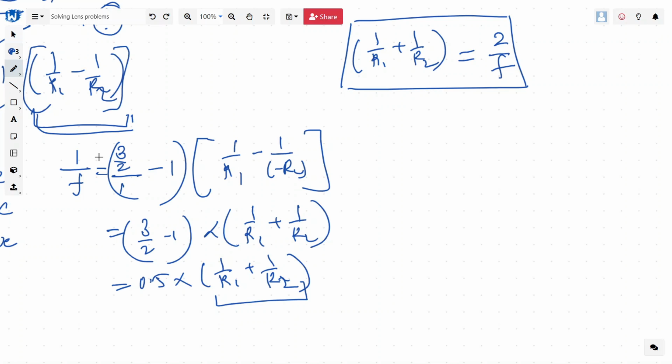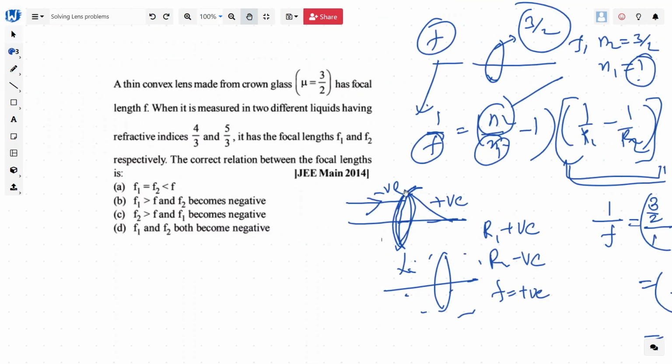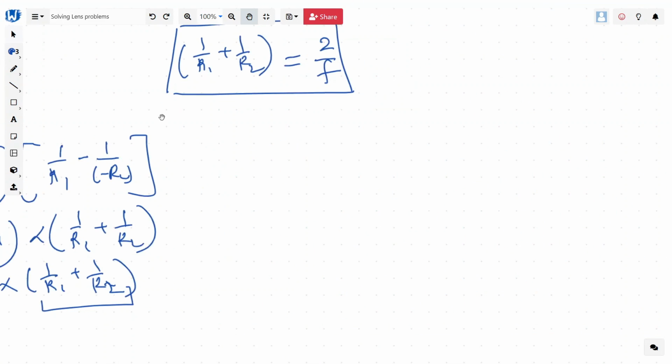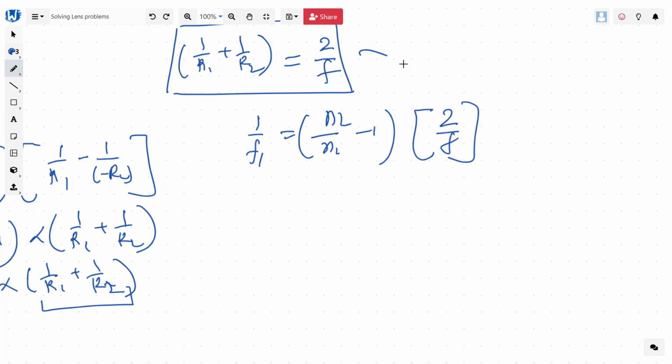Okay, now let's find f1 when it is immersed in a refractive index 4 by 3. We're going to say now this is 1 by f1, and now the refractive index of the lens is not going to change, it is going to be the same, right? So it is going to be 3 by 2 minus 4 by 3. Sorry, so let's write down the formula first. Okay, to clarify, 1 by f1 is equal to n2 by n1 minus 1, times 2 by f. We already know that, right, from here.